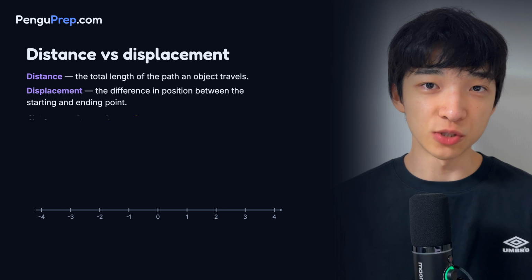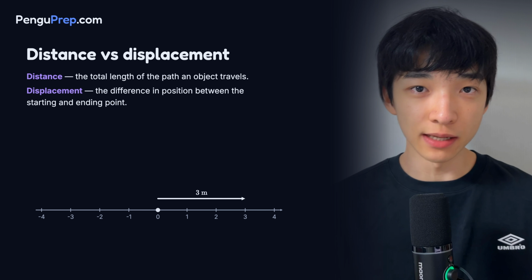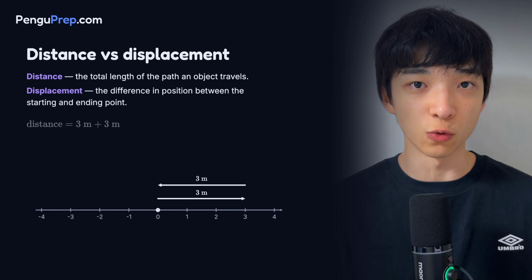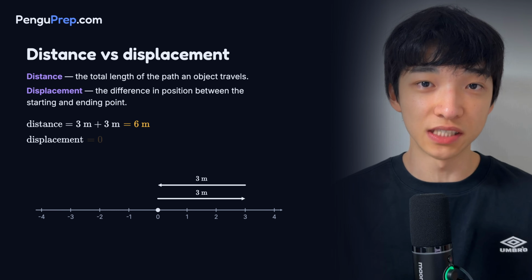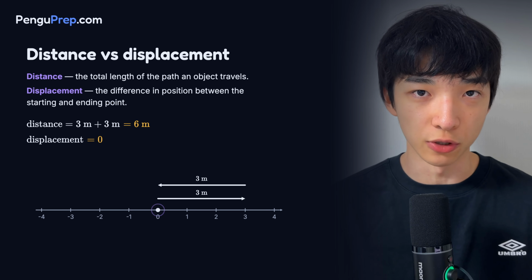Now let's say that the object began at 0, moved to 3, and then moved back to 0. Here the distance is going to be 3 plus 3, which is 6 meters. But the displacement is going to be 0 because the object's starting and ending points are the same.